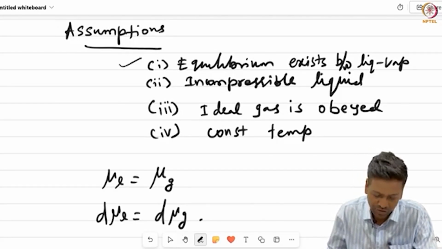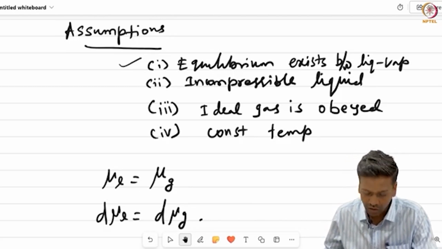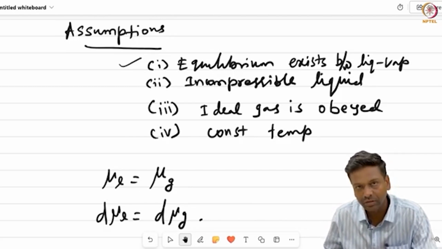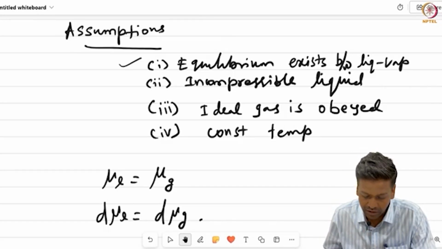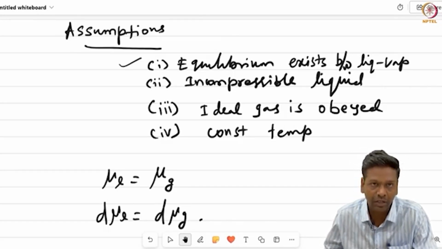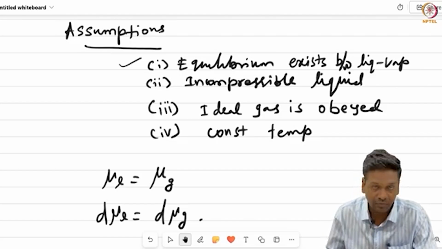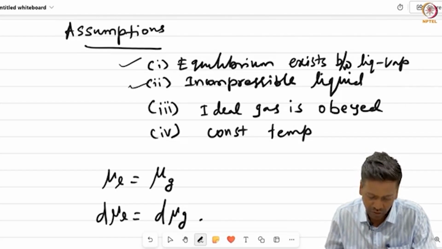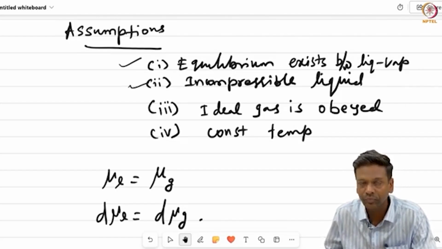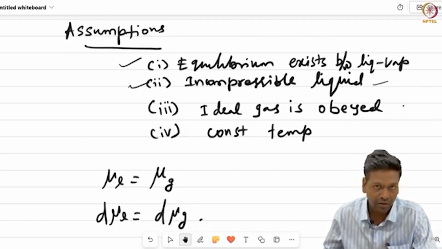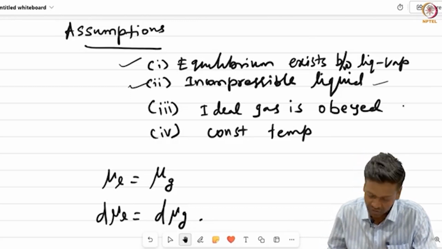The first and foremost assumption that we need to know is that this equation is derived keeping in mind the equilibrium established between vapor and liquid, right? That is the first and foremost assumption. The second one will be incompressible liquid. You will know why we have to make this assumption. We will know that shortly when we derive this equation.